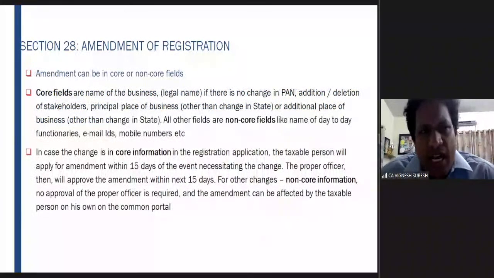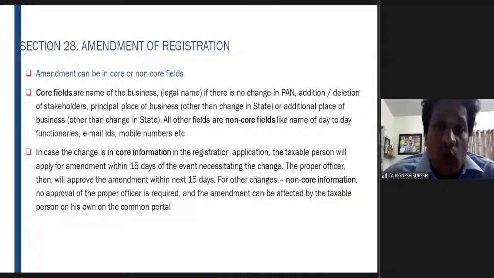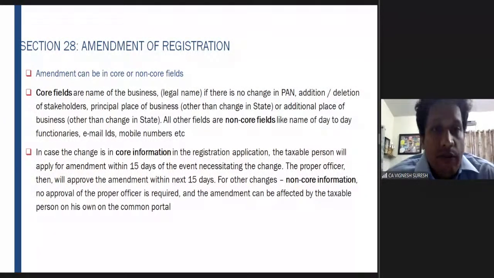Then the amendment can be in core or non-core fields. As I told you, in a core field, the approval of the proper officer is required. In case of a non-core field, there is no question of any approval being required. But practically, what we have seen when filing for amendments of registration is that even in the non-core fields, the approval is not automatically happening. We need some approval to be given by the proper officer. So though it says approval is not required, practically the story is a bit different.